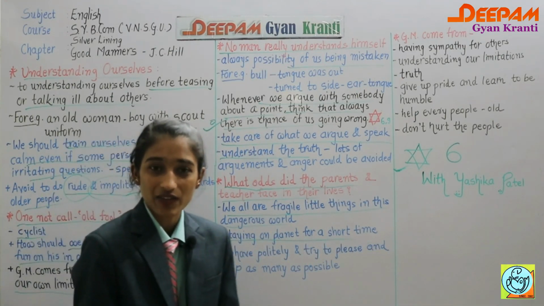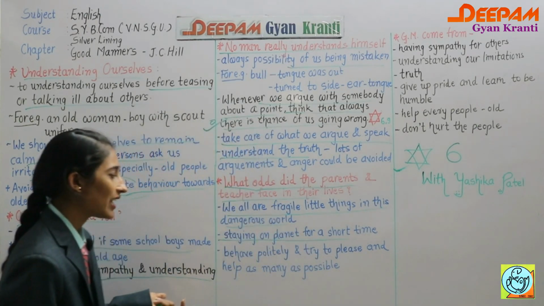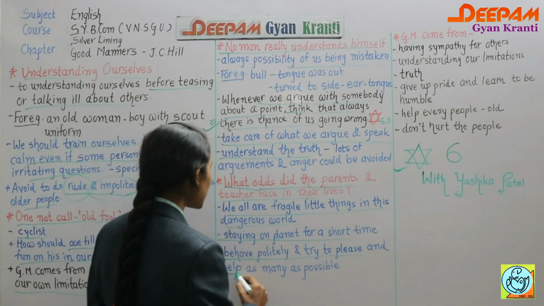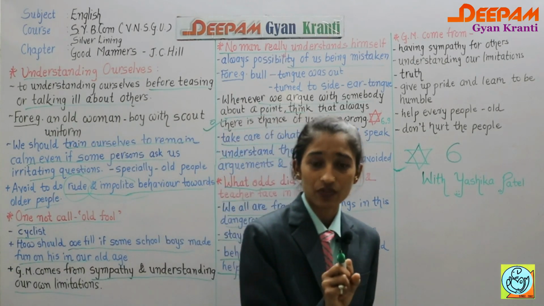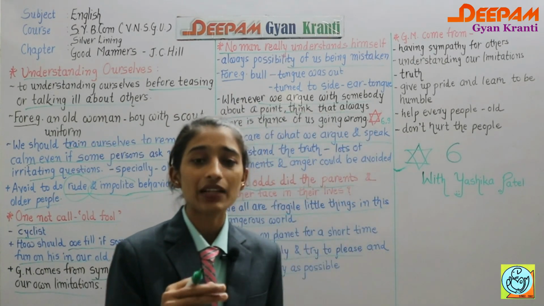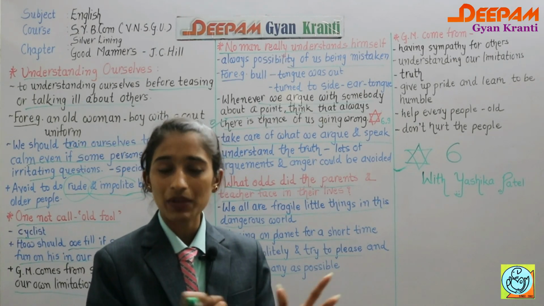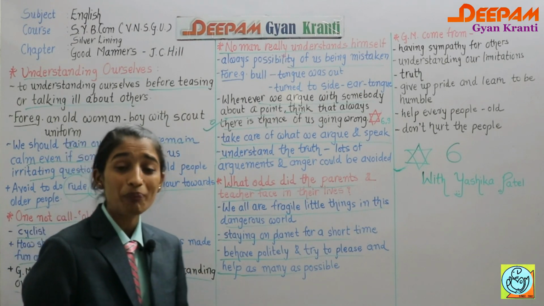How much time will you live here? One day we have to go. So we have to live a very short time here. So behave politely and try to please and help as many as possible. During that small life, we have to try to help the maximum number of people, and whichever people are around us, we will try to please them.